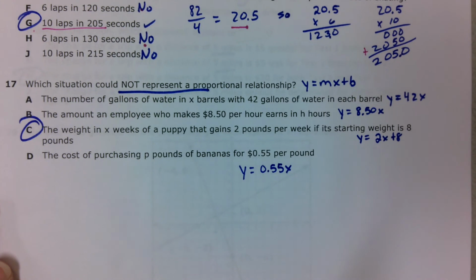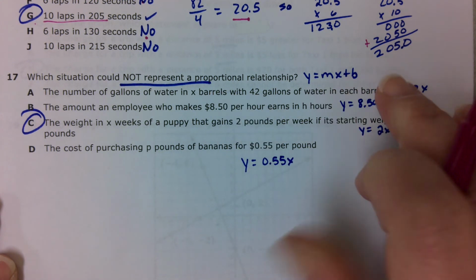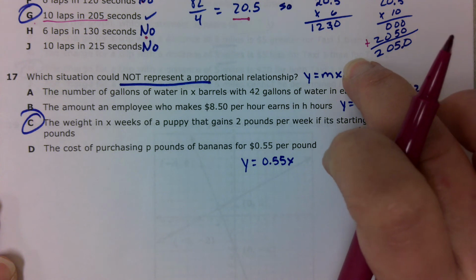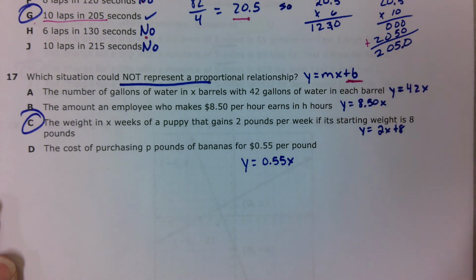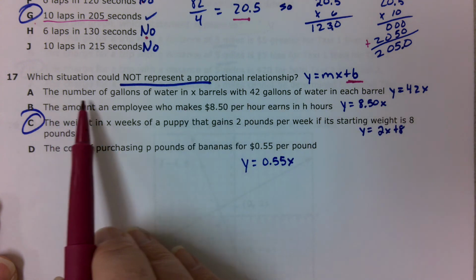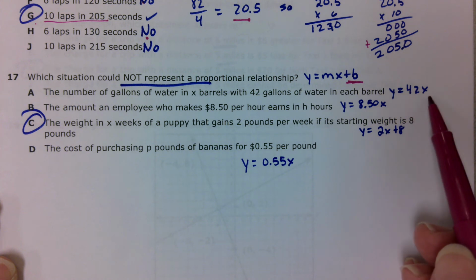Number 17, which situation could not represent a proportional relationship? So remember, the proportional relationship goes to the origin, so I would have something like this. Non-proportional, I'm going to have an additional amount that I'm either adding or taking away. So the number of gallons of water in X barrels with 42 gallons of water in each barrel. So that's 42 per barrel.